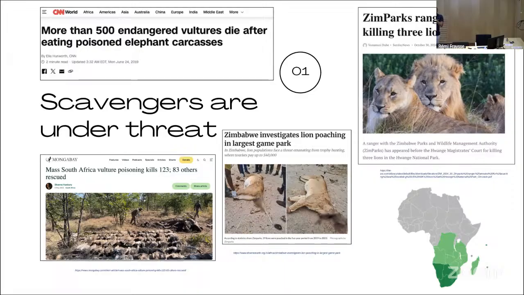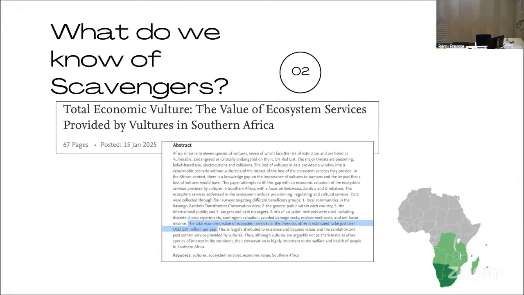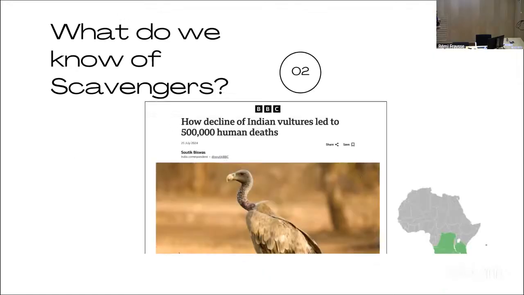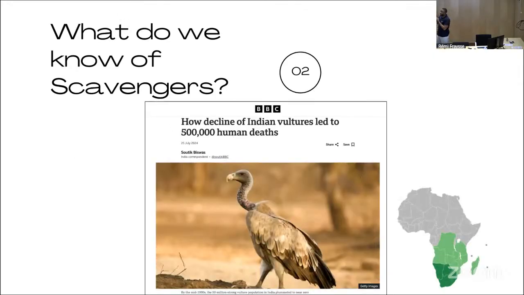And for lions and other mammal species, a lot of poaching happens in the region. But again, these species are under threat, and we know so little of them in this area. What we know is that they have a high economic value. For example, this recent publication showed that scavengers contribute around 250 million US dollars per year, which is a lot. We also know, from this BBC publication, that vultures contribute a lot and their absence might have contributed to that.